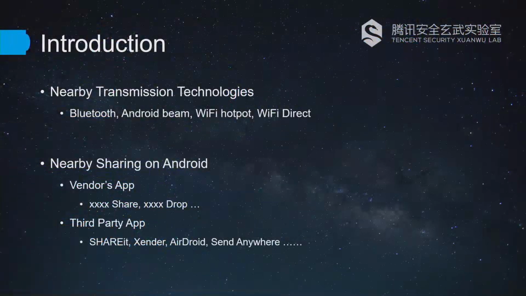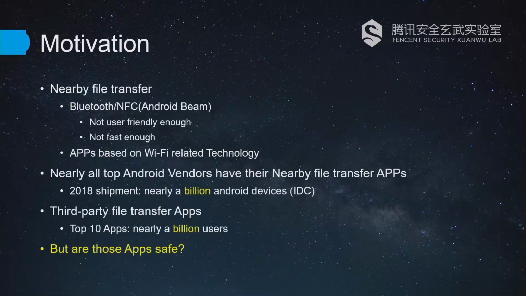There are many nearby transmission technologies such as Bluetooth, Android Beam, Wi-Fi Direct, but we focused our research on nearby sharing apps on Android, including smartphone vendors' built-in apps and third-party developers' apps. Many users want nearby file sharing apps. Why? We believe that Bluetooth and Android Beam based on NFC have two weaknesses. First, not user-friendly enough, and secondly, not fast enough.